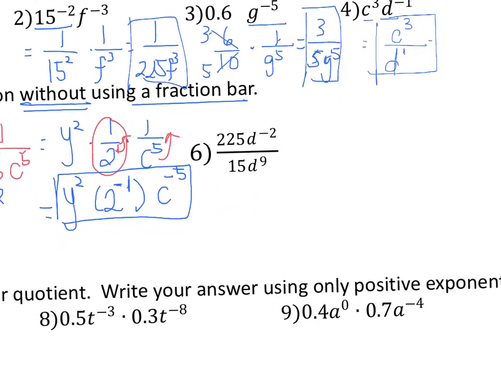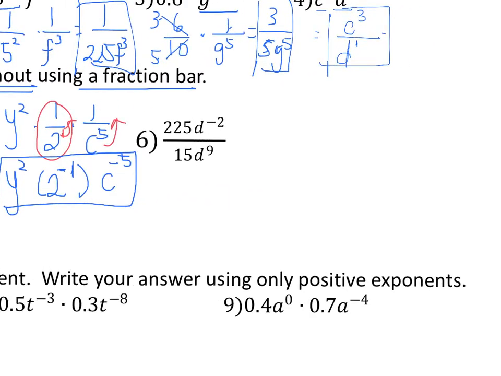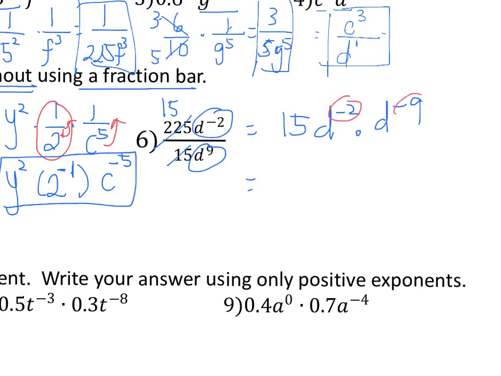Okay? And then number 6, 15 divided by 1 is 15. 225 divided by 15 is still 15. Okay, we keep that in the numerator. We also keep d to the negative 2 in the numerator. And we want to bring d to the negative 9 to the top. So that becomes d to the negative 9 power. And by the product property, we can add negative 2 and negative 9 together to get 15d to the negative 11 power.